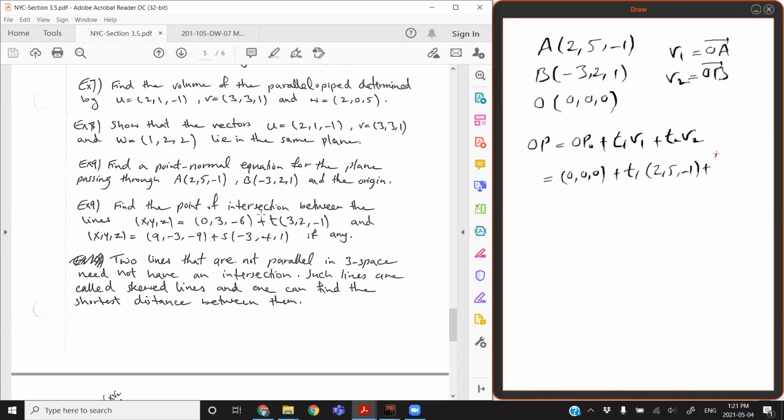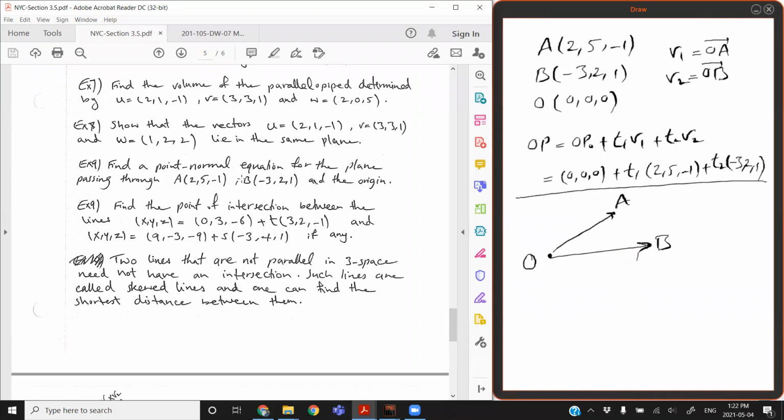So t2 times (-3, 2, 1). So this would be a vector equation for the plane. However, it is asking us for a point normal equation for the plane. So imagine this is O, this is A, and this is the point B. For the vector equation, I could just use the point O and then the vectors OA and OB as the parallel vectors. I could do that.